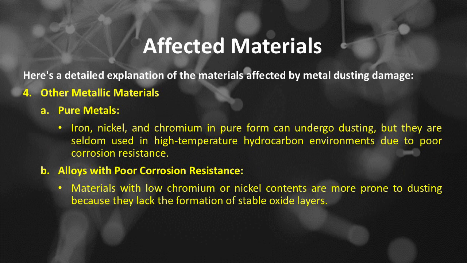Number 4 of materials affected by metal dusting damage is other metallic materials. Pure metals such as iron, nickel, and chromium in pure form can undergo dusting, but they are seldom used in high-temperature hydrocarbon environments due to poor corrosion resistance. Then, alloys with poor corrosion resistance: materials with low chromium or nickel contents are more prone to dusting because they lack the formation of stable oxide layers.